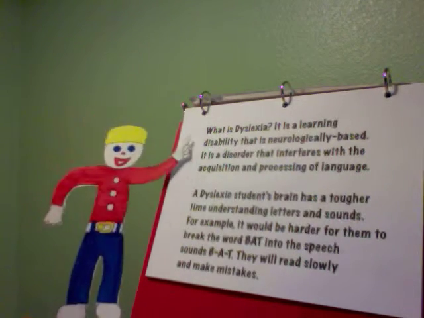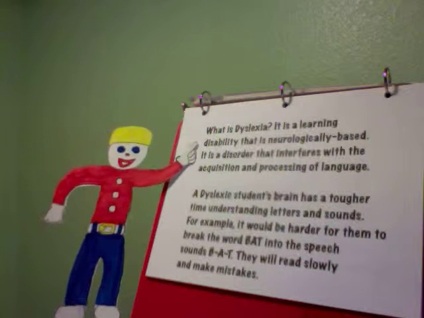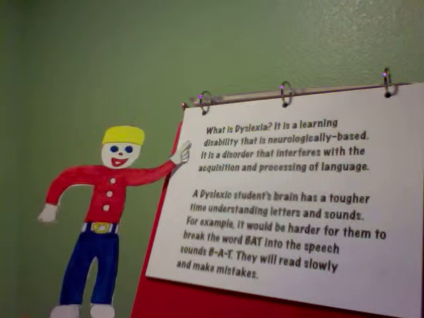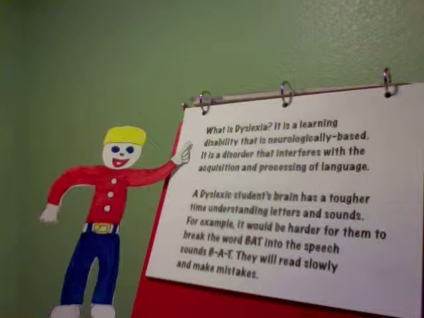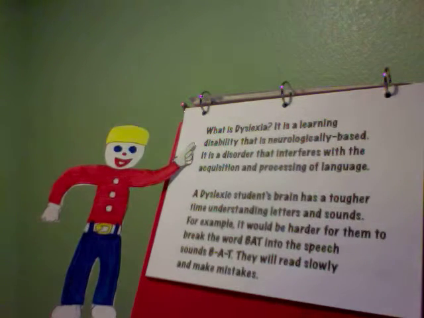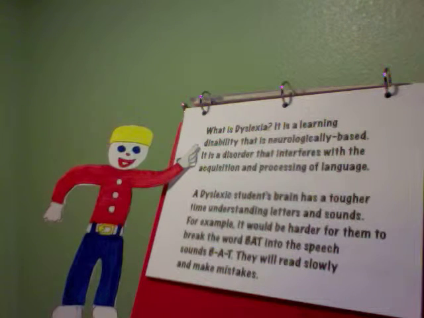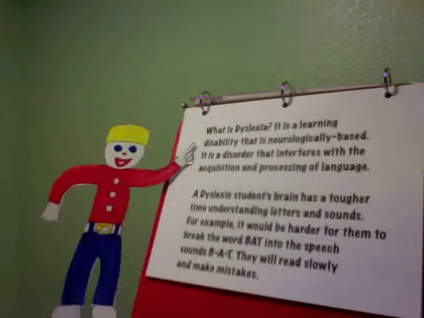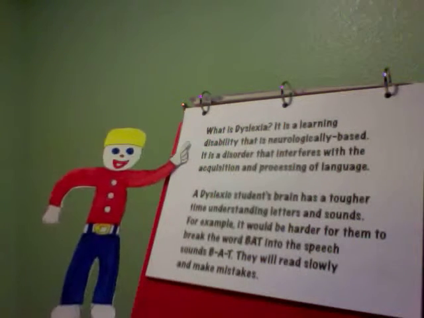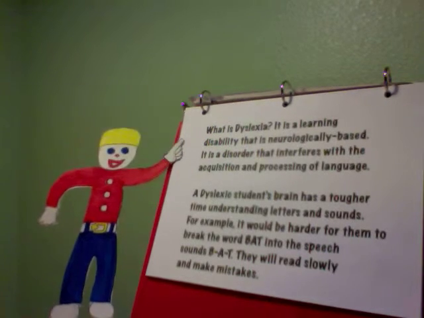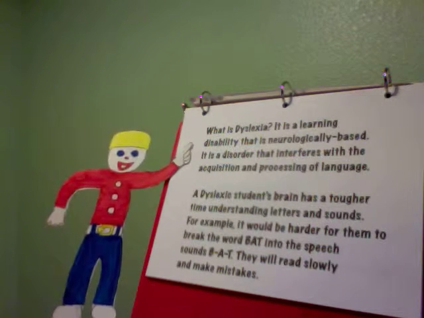What is dyslexia? It is a learning disability that is neurological based. It is a disorder that interferes with the acquisition and processing of language. A dyslexic student's brain has a tougher time understanding letters and sounds. For example, it would be harder for them to break the word bat into the speech sounds B, a, t. They will read slowly and make mistakes.